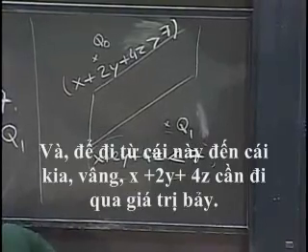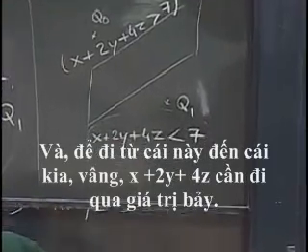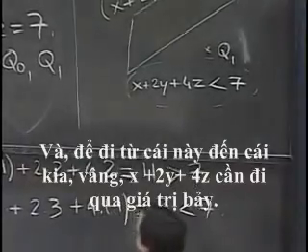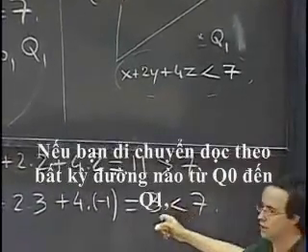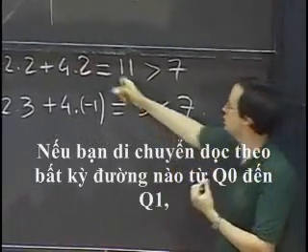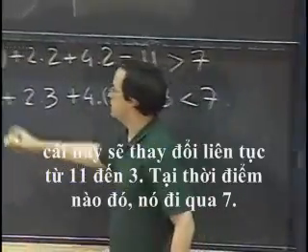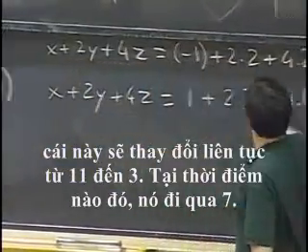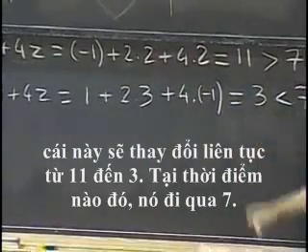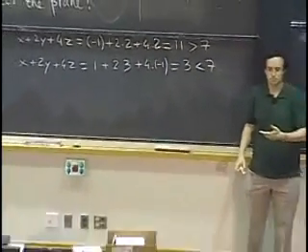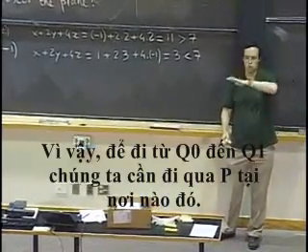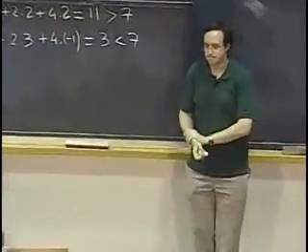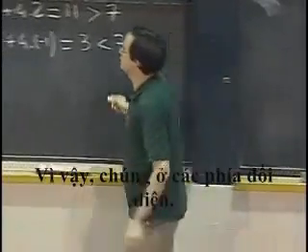And to go from one to the other, well, x plus 2y plus 4z needs to go through the value 7. If you're moving along any path from q0 to q1, this thing will change continuously from 11 to 3. At some time, it has to go through 7. Does that make sense? So to go from q0 to q1, we need to cross p at some place. So they're on opposite sides.